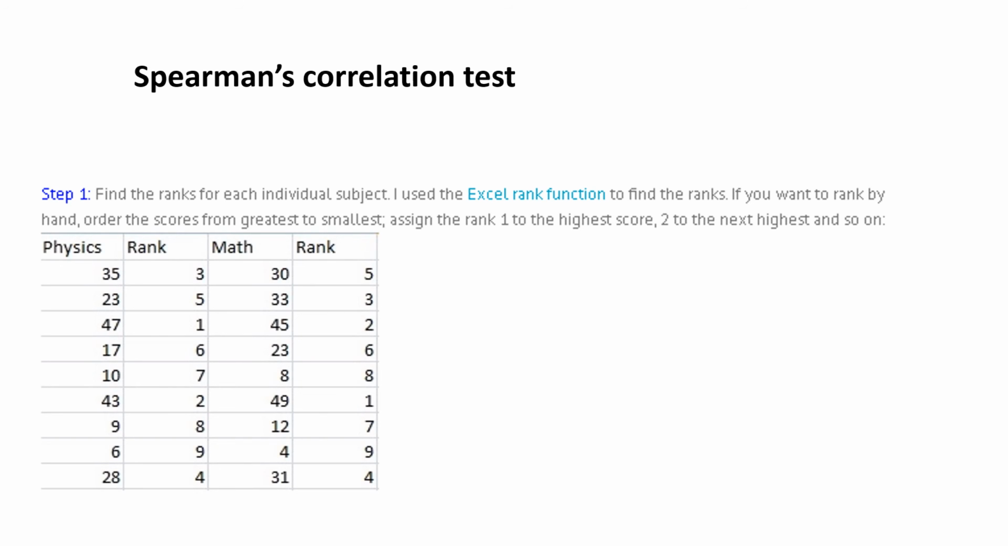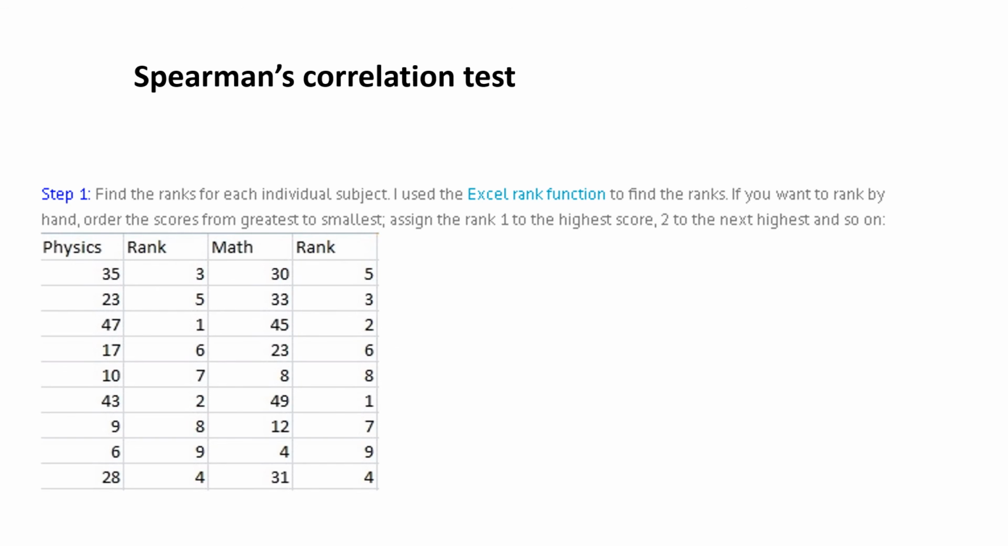For mathematics score also you have to rank it. Mathematics score of the same student who got 35 is 30, but the rank is 5. Second student got 33 marks in mathematics, so rank for mathematics is 3. Third student got 45 marks for mathematics and the rank is 2. Fourth student got 23 marks for mathematics. The rank is 6. Like that you have to give the rank for mathematics.